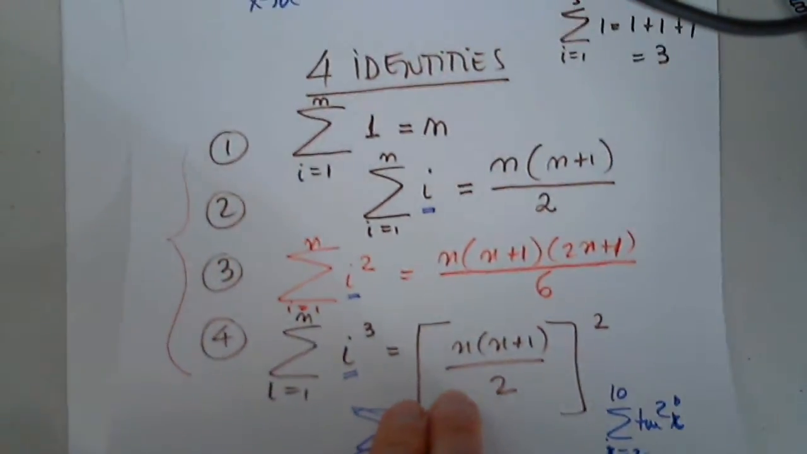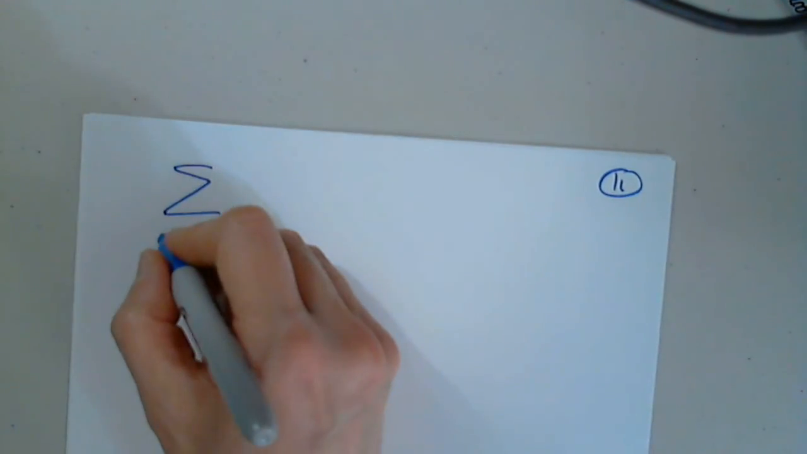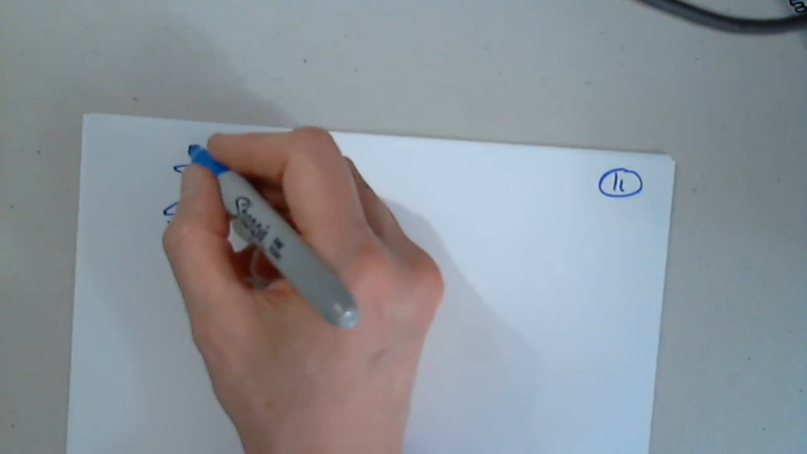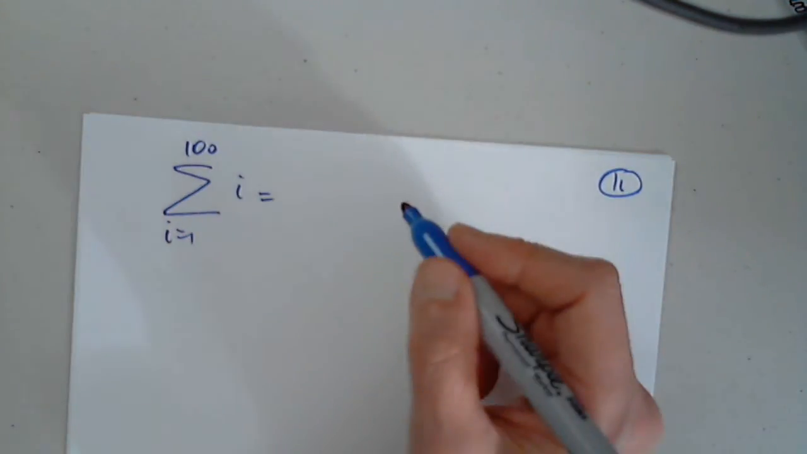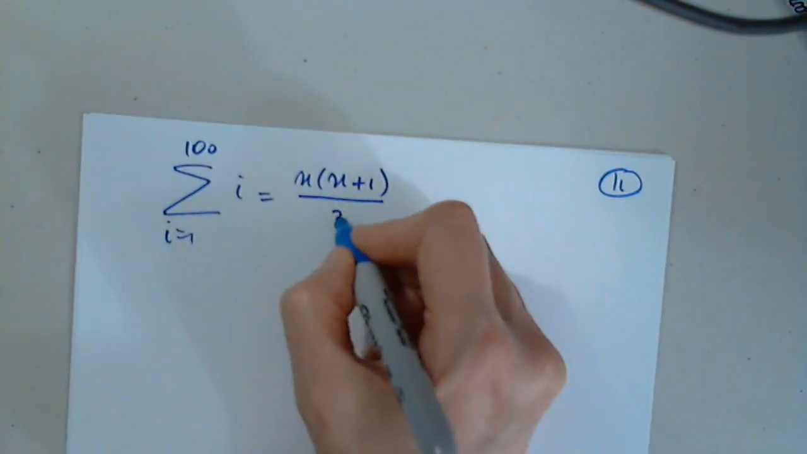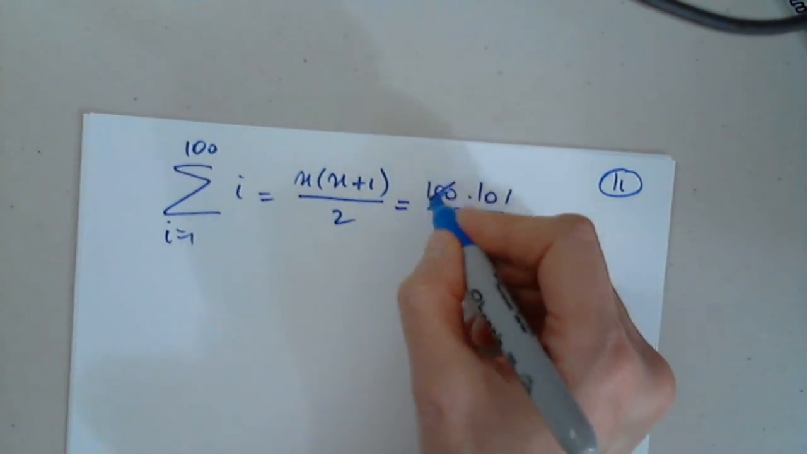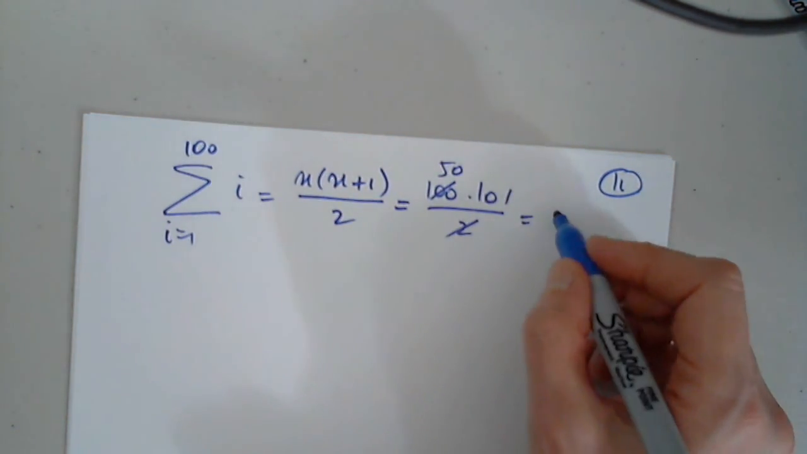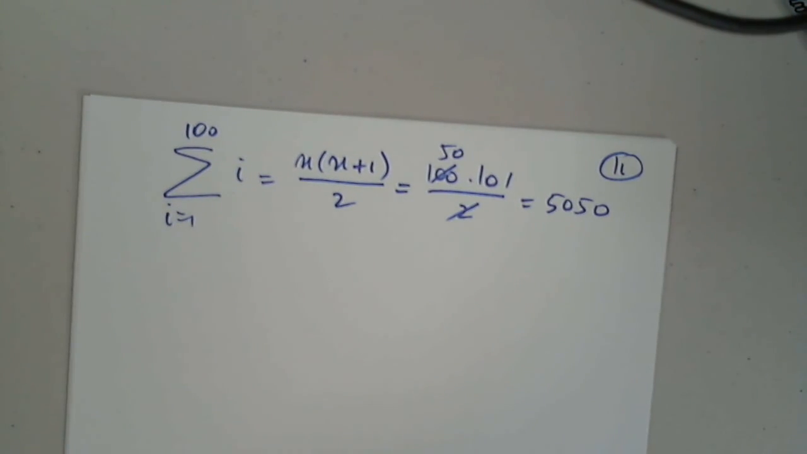And you'll see in a minute how we use this. But, for example, if you ask me now, find the sum from I equals 1 to 100 of I, I don't have to put it anywhere. I know it's n times n plus 1 divided by 2, which means 100 times 101 divided by 2. I simplify, and I get 5050 and done.